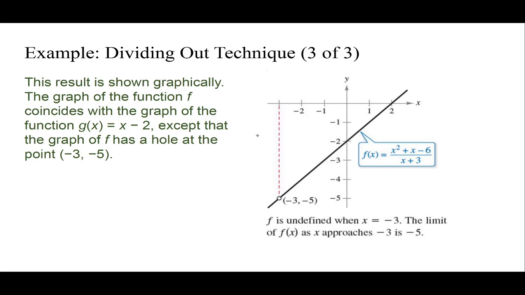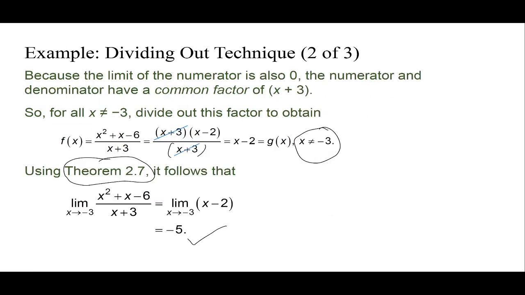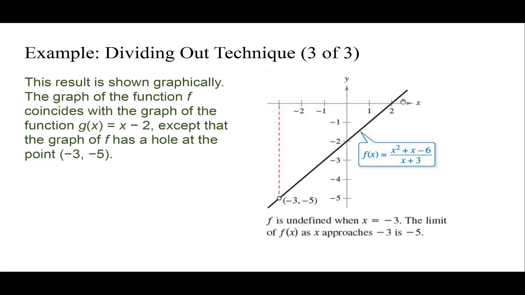The graph for the simplified function is, as you can see here, x minus 2. So this is the graph for function f of x, which is very similar to x minus 2, but this function is undefined at -3.